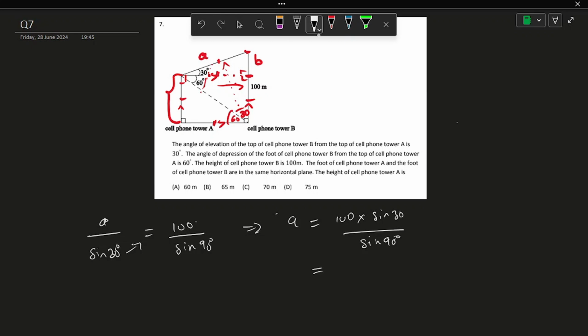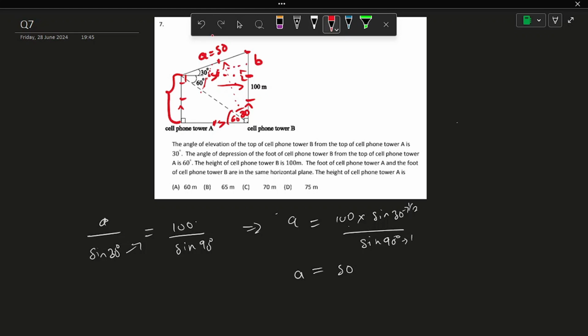Sine 30 is actually 1/2. Sine 90 is 1. So it's 100 multiplied by half divided by 1, which is 50. In other words, A is 50. So we know that A is 50, and now we are only left with finding B. To find B, it's also simple because we have 30 that is opposite B.